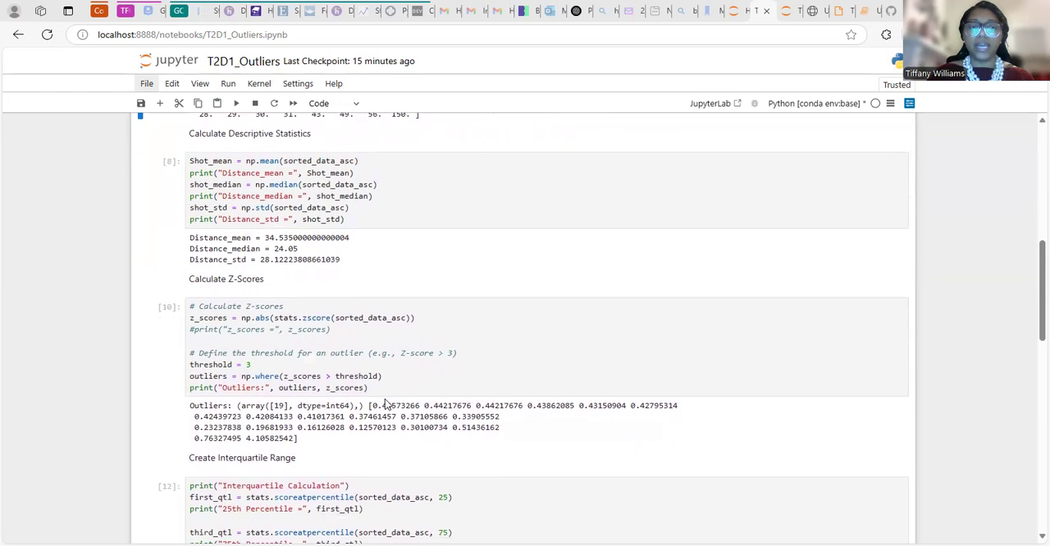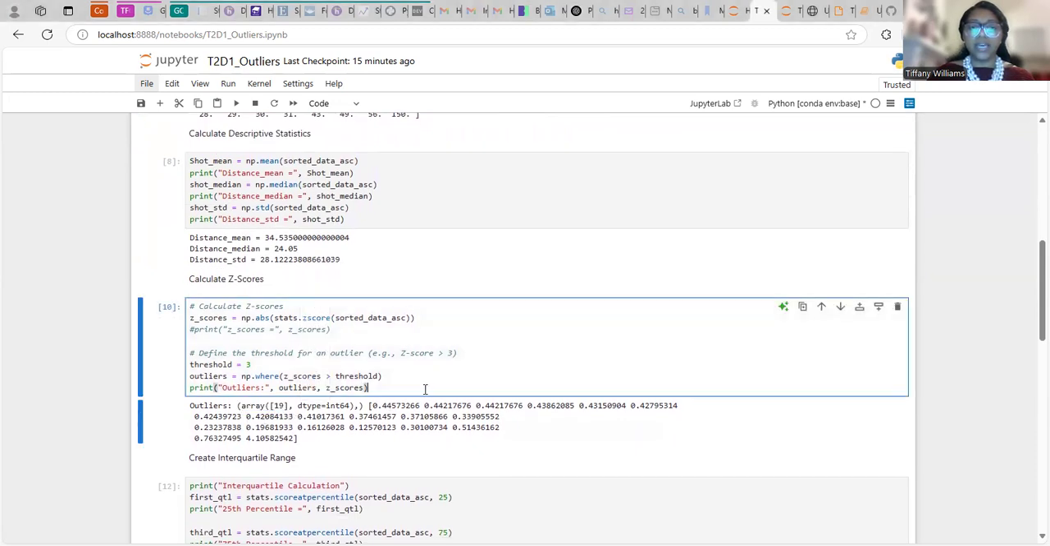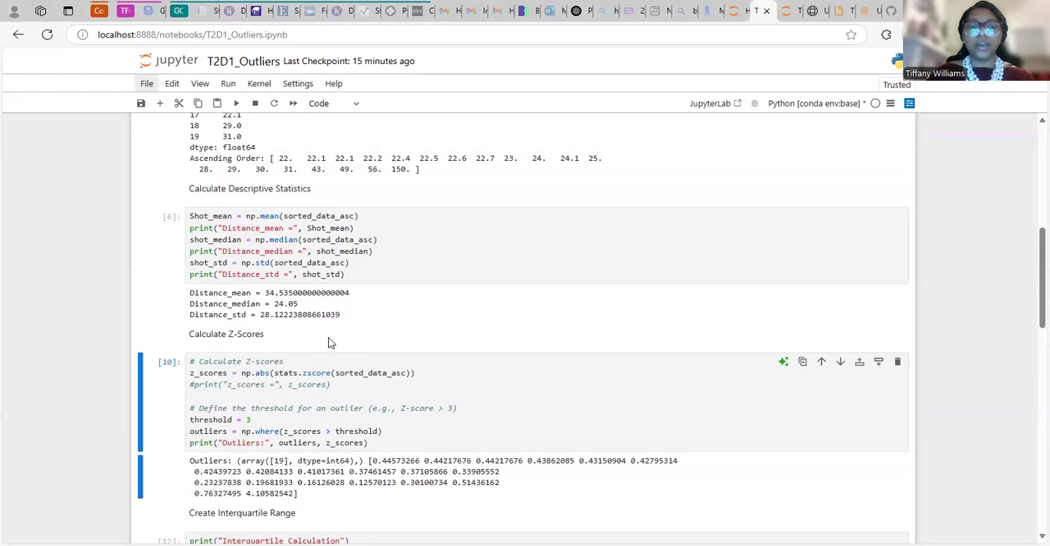After printing the outliers, you'll see here that it says array 19 is the outlier, and that z-score is 4.1, so it is over the 3 threshold. Array 19, as we go back to again, we're using our sorted data ascending table, so that is here. Data point 19 is 150, which is indeed an outlier.